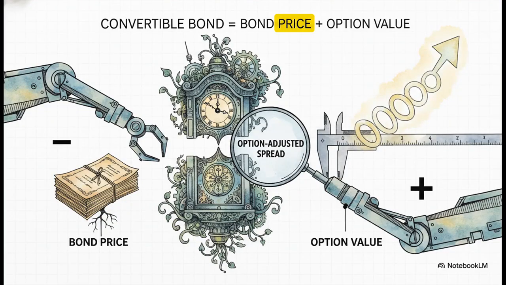And finally, Section 6, Convertible Option Adjusted Spreads. The logic here is a pure price decomposition. A convertible bond's total price is just the straight bond price plus the value of that embedded option. By mathematically shifting the treasury yield curve around until our model matches the real market price, we isolate exactly what the market is charging for that option alone. That is our option-adjusted spread.